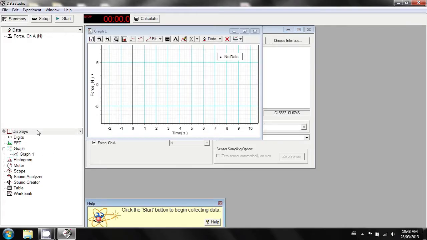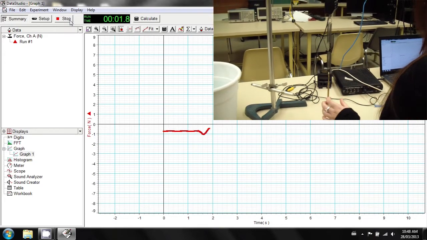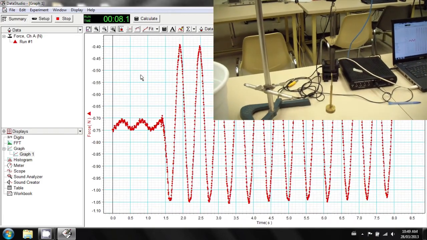In Data Studio, create a force versus time graph. Press start and set the mass in oscillation. Record the decay of the oscillations, making sure that you record a sufficient amount of data.